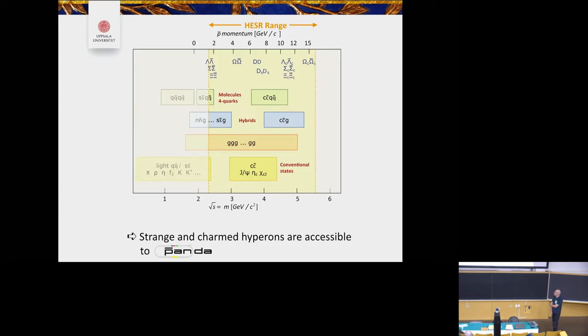Taking a look at the energy range available at the High Energy Storage Ring for antiprotons, you see that we can cover everything from the lambda strange hyperon up to the omega C. So strange and charmed hyperons are accessible for studies at HESR and PANDA.